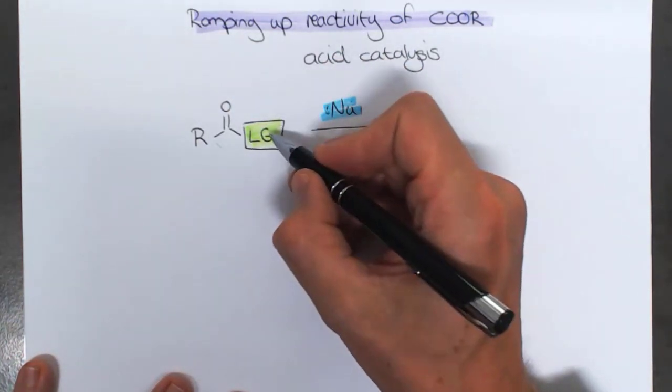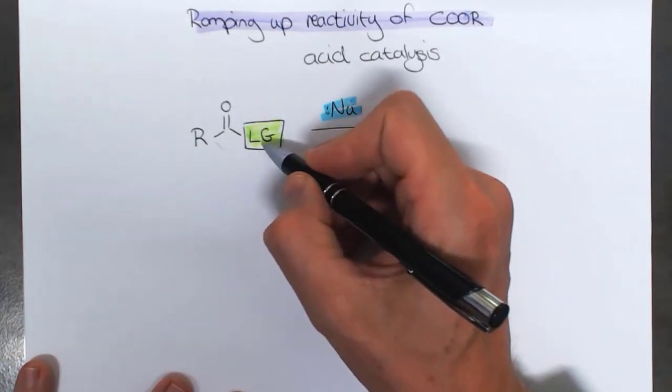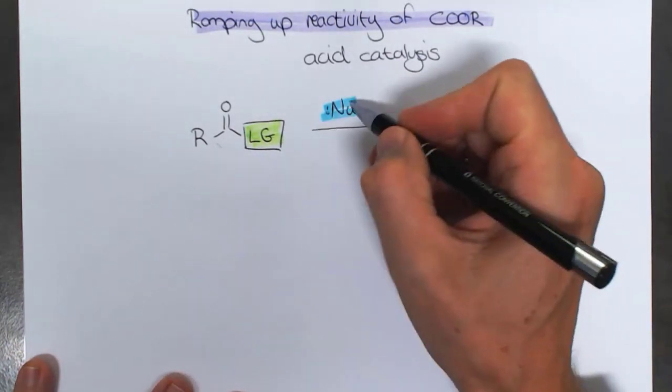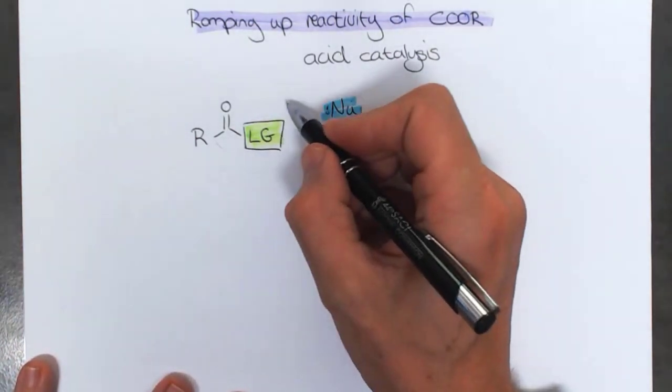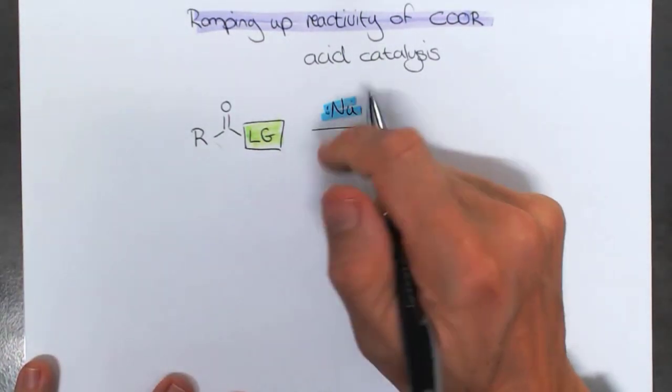I then showed that we can actually have a much better leaving group over there. The best, of course, is chlorine. It's a great leaving group. We make an acid chloride, which is then very reactive to nucleophiles. And we can also have an anhydride. Rather specific example, but it is also a good leaving group.